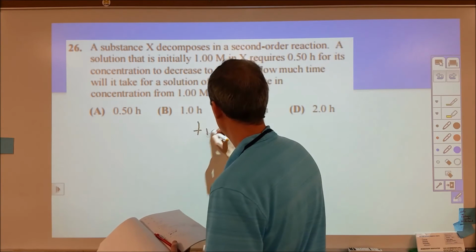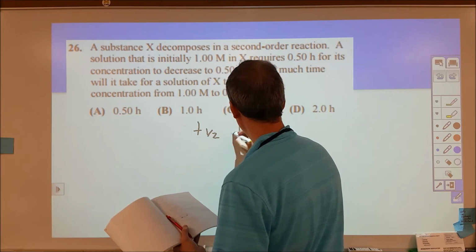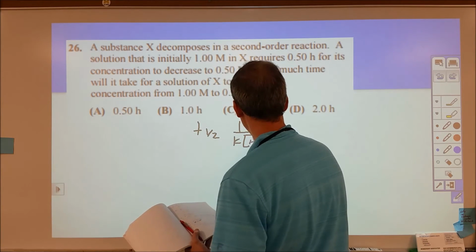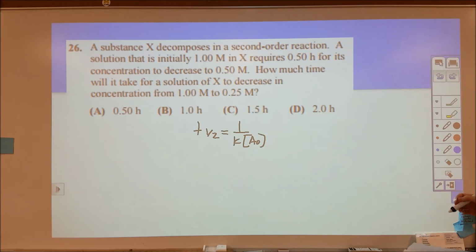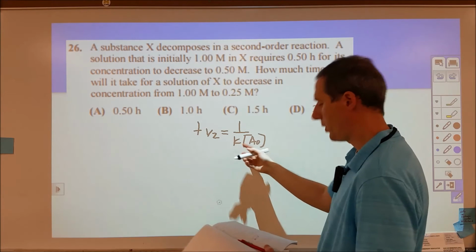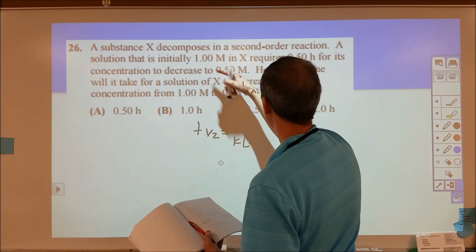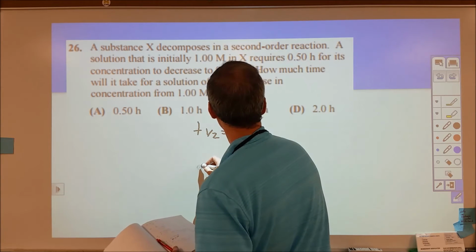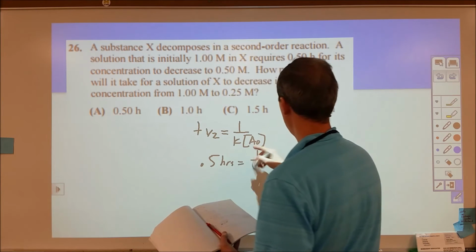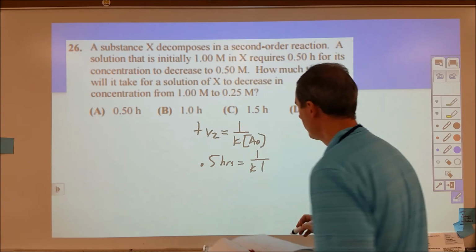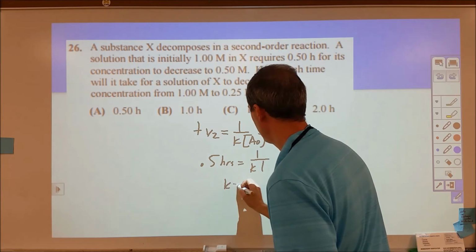with half-lives. So the half-life from the integrated rate law is equal to 1 over K times A naught. So what we can do here is figure out that since K is constant and is not going to change, we can start at the 1 molar state. So we know that it takes 0.5 hours if our initial concentration is 1. Okay, so we can solve here that K is going to be equal to 2, just like we saw last time.